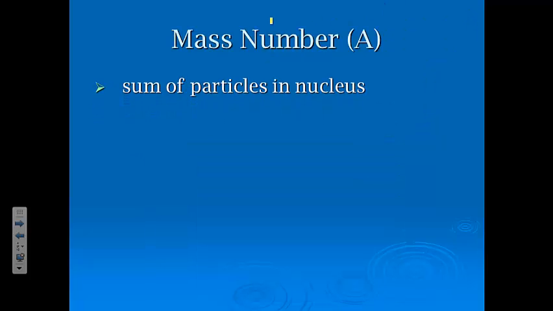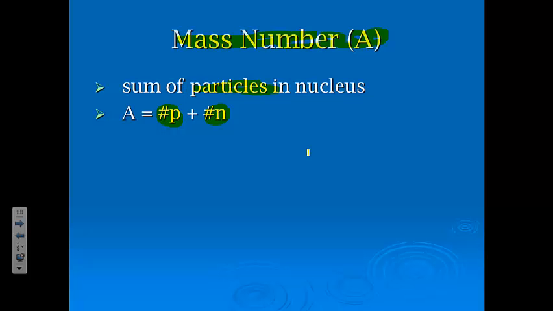Now, the mass number is designated by this letter A, and it is the sum of all of the particles in the nucleus. That's going to be the number of protons and the number of neutrons, because we've already learned in this unit that the protons and the neutrons make up the nucleus, and then we've got the electron cloud outside of that.